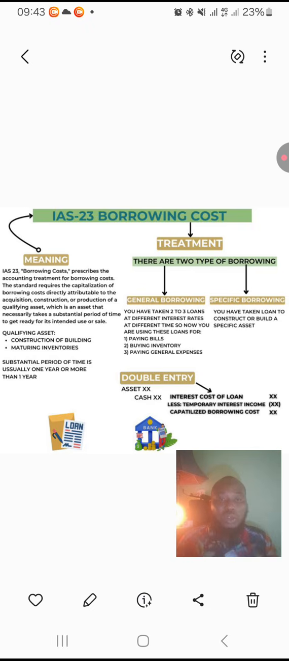You're going to be incurring this cost, and at the end of the day, you're going to spread the discount within this period. So every year, 5,000 divided by 5, you're going to have a discount of $1,000 on the borrowed fund.